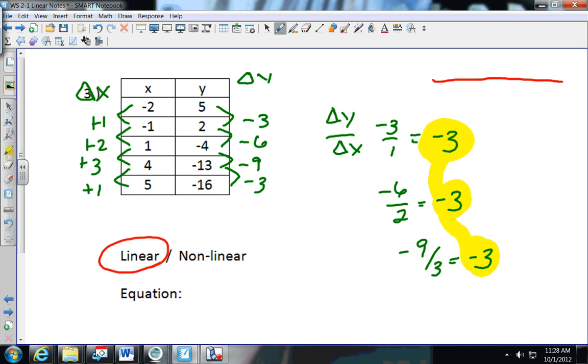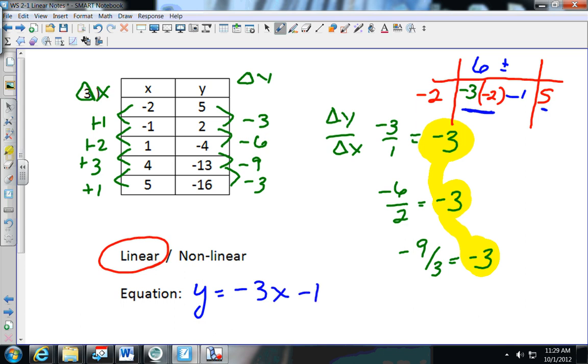Now we need to go over here, and I'm going to have to draw a table that's a little bit bigger. And put in, it doesn't matter which number, I'll put in negative 2, 5. Put your rate of change in there first, negative 3 times negative 2. Okay, when you multiply these two together, you get positive 6. What do you have to add or subtract to 6 to get to 5? Minus 1. So your equation is y equals negative 3x minus 1.